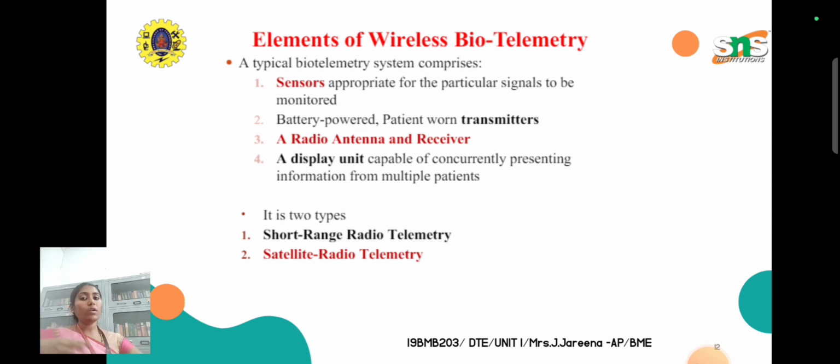If you are covering a very large distance, from one place to another place, for example from India to another country, then it is like satellite. There you have to cover a wide range, right? So in that case the satellite comes into the picture. So it is called satellite radio telemetry.